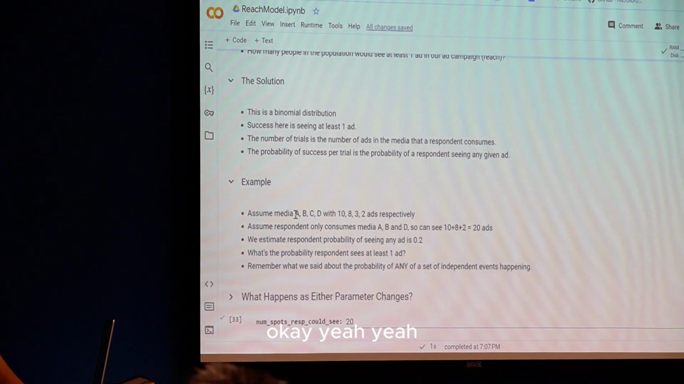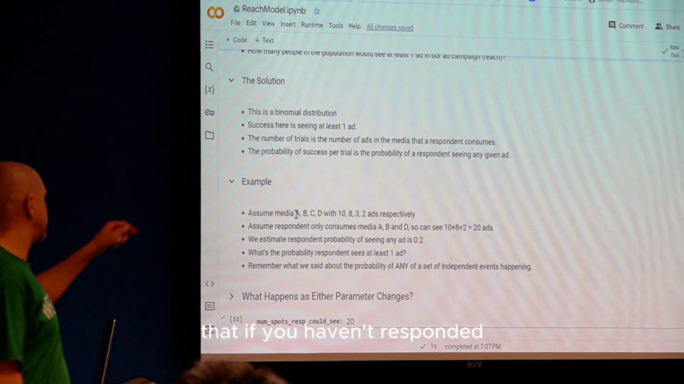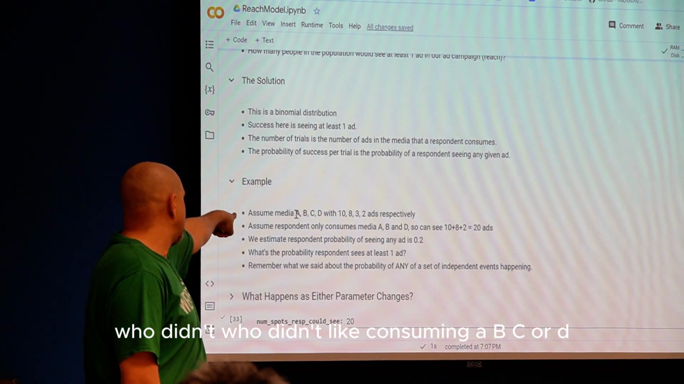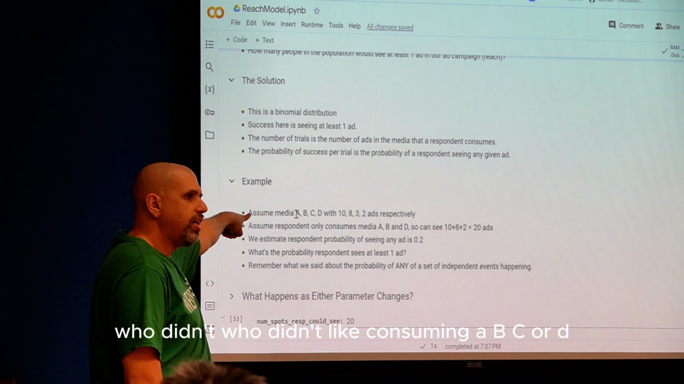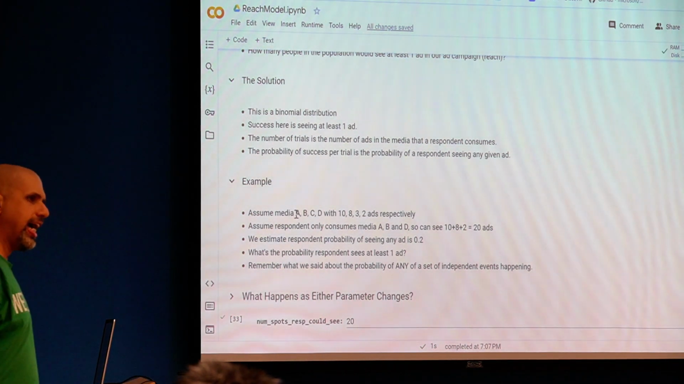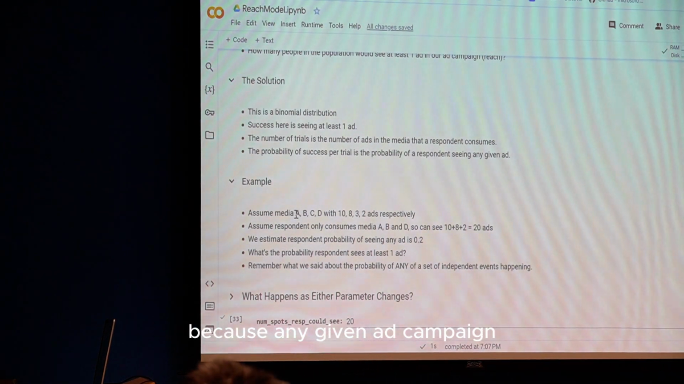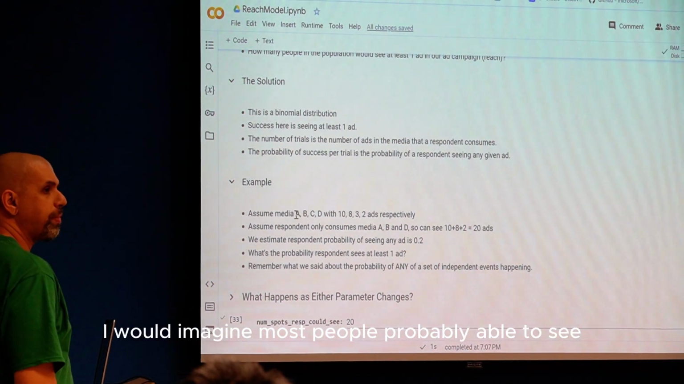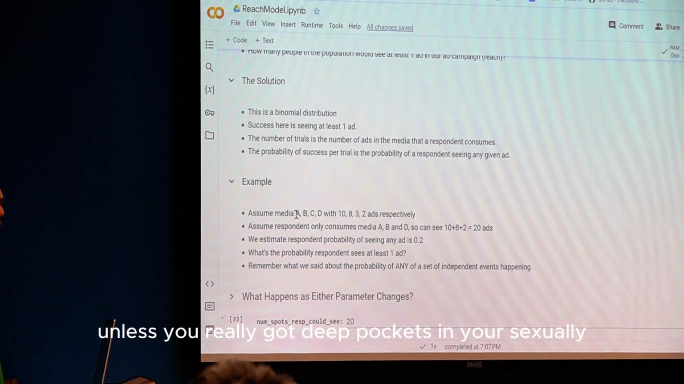Yeah, because it's very possible that if you have a respondent who didn't consume media A, B, C, or D, they saw 0 ads. So no ads is the possibility? Oh yes, absolutely. And it's probably the most likely possibility because any given ad campaign, I would imagine most people probably don't see it unless you really got deep pockets and you're saturated.